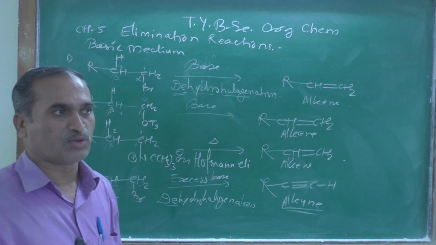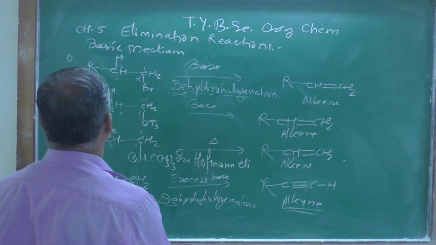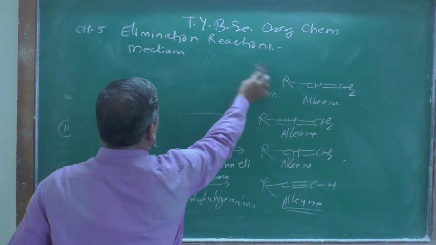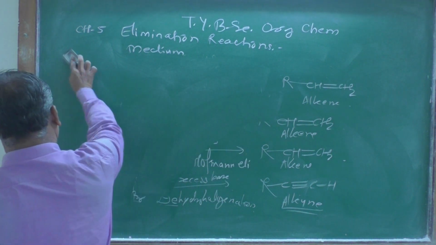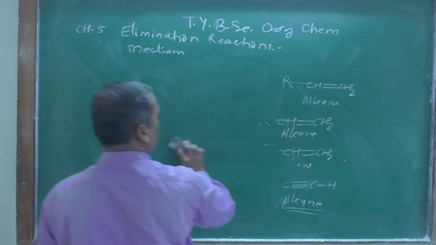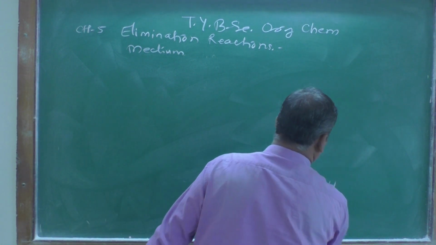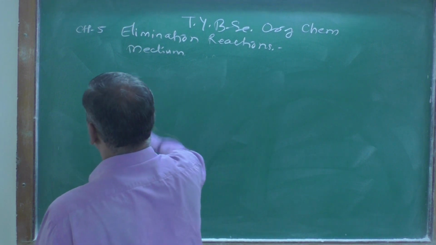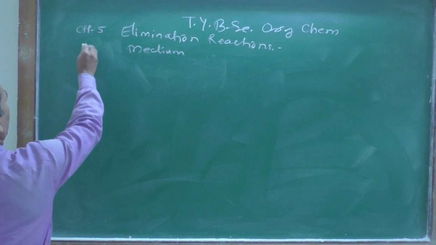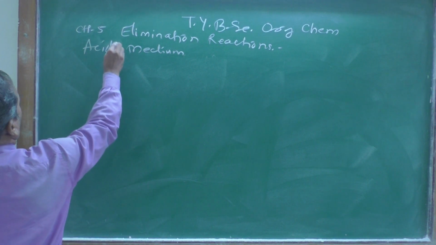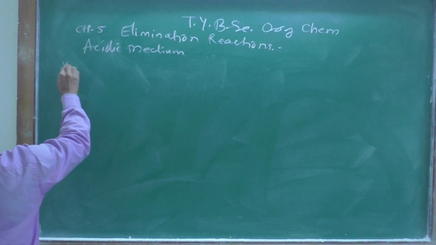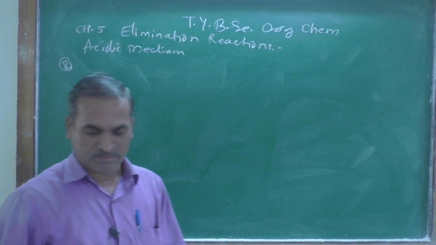Now let us move on to the next medium, that is the acidic medium. Here we are going to see what kind of reaction takes place in an acidic medium. You can write it as acidic medium. In basic medium we have seen four reactions. Now is reaction number 5.